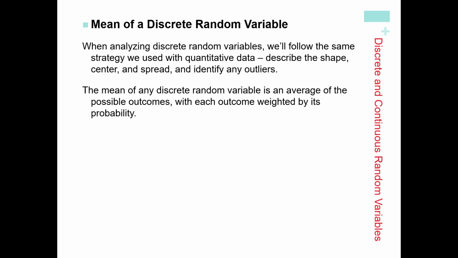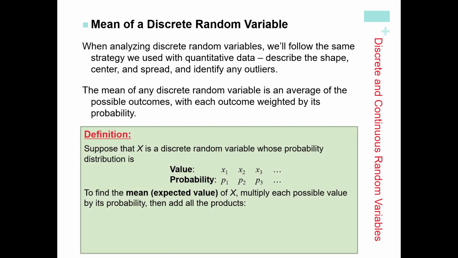Now, the mean of any discrete random variable, which we said was the expected value, is going to be the average of the possible outcomes, but it's a weighted average, weighted by the probability. So again, suppose that X is a discrete random variable whose probability distribution has values X1, X2, X3, and probabilities P1, P2, P3. So again, that table that we've seen before.